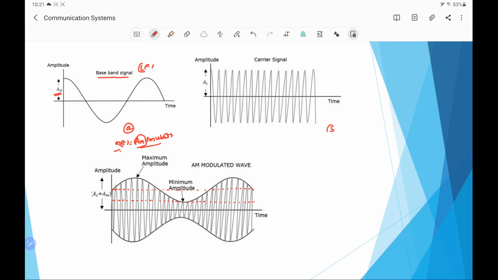Second graph is the carrier signal or carrier wave. It is a high frequency signal. That means the number of repetitions or waves per second is very much higher than the baseband signal, and it is written as c(t) equal to Ac sine omega ct. Here omega c is the frequency of the carrier wave and Ac is the amplitude. The amplitude of the carrier wave is Ac.